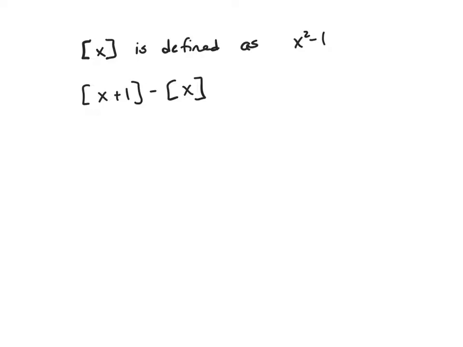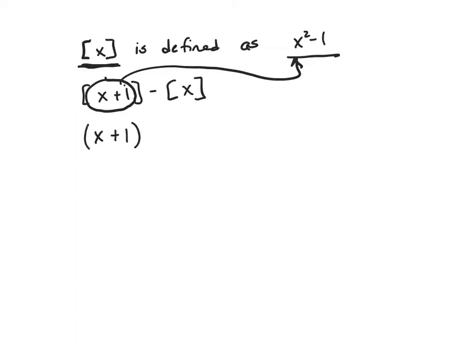This problem may seem backwards. All right. This x is defined as x squared minus 1. So this is what you substitute into here. So that will be x plus 1 squared. That's the x, and then minus 1.